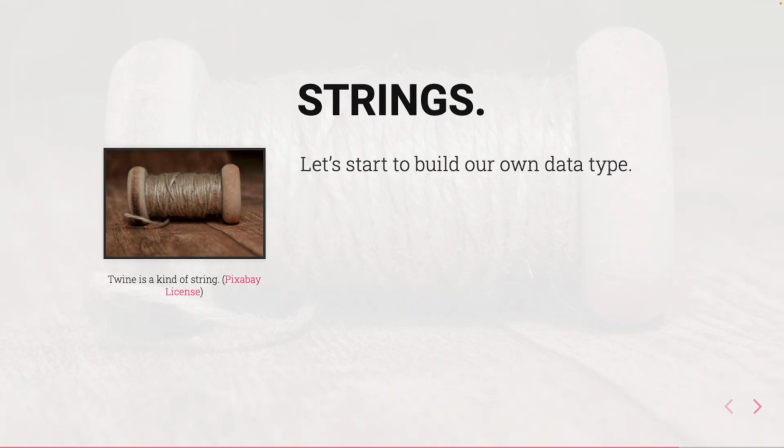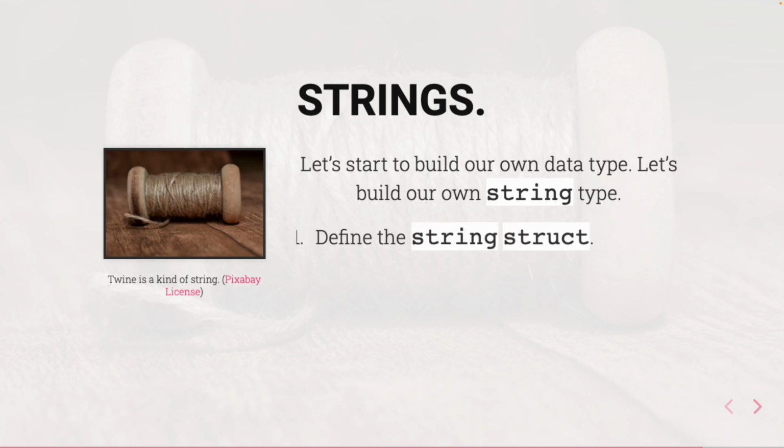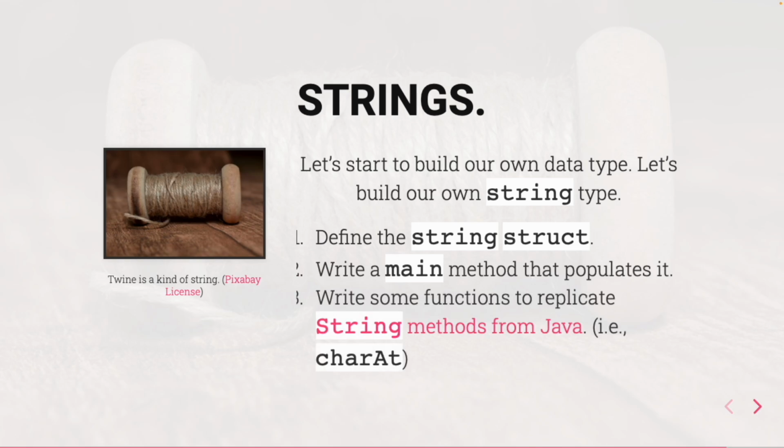So let's start to build our own data type. We're going to take all the horrible, horrible stuff we learned about strings earlier in the course, and build up our hubris, say, yeah, I can do better than the C developers, and build our own string type. So first we're going to define the string struct, then we'll write a main method that populates it, and write some functions to replicate string methods from Java.